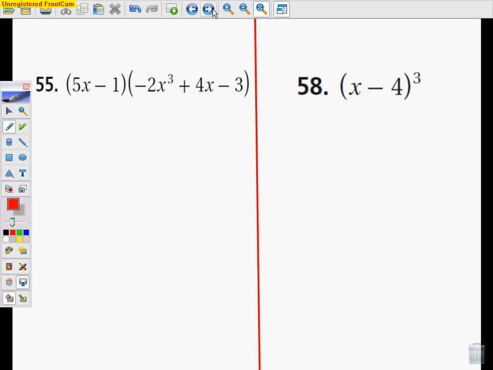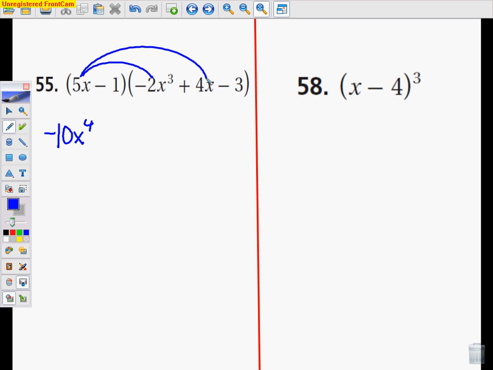All right, next, number 55. This one, not too different, except here we have a binomial times a trinomial. Same thing, same concept here. We're going to take this 5x and we're going to distribute it into that parentheses, okay? So 5x times negative 2x cubed, that's negative 10x to the fourth.